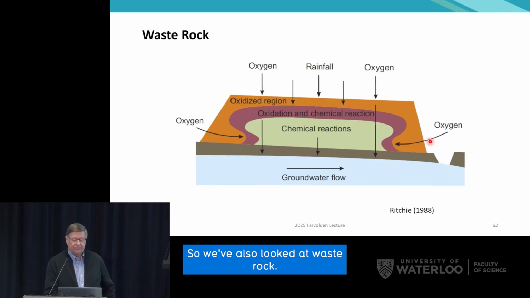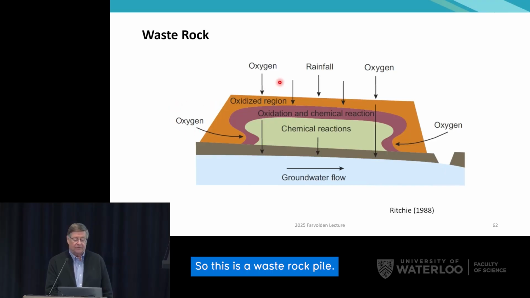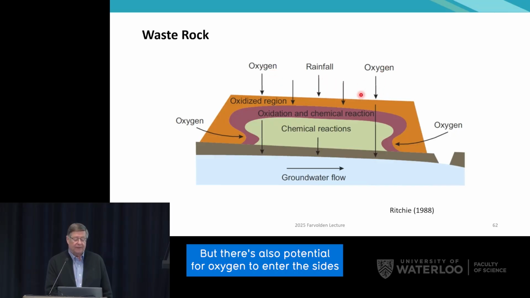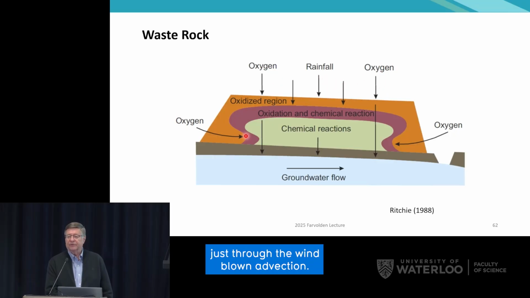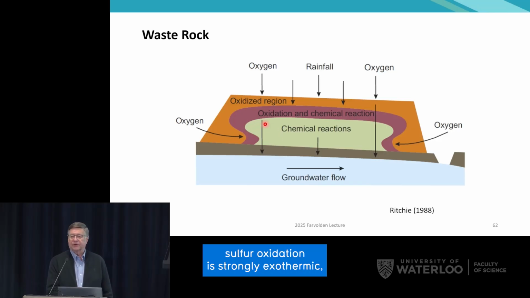So we've also looked at waste rock. This is a conceptual diagram of waste rock evolution that was developed by Ian Ritchie. So this is a waste rock pile. There's rainfall infiltration into the surface and oxygen diffusion, but there's also potential for oxygen to enter the sides through wind-blown advection. Also, because sulfide oxidation is strongly exothermic, we get heat building up in the pile, and that's resulting in the development of convection cells that draw oxygen in from the sides of the pile. So a lot of the pile is oxidized and releasing contaminants at the same time.